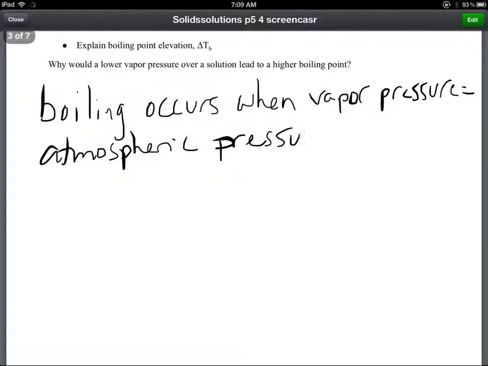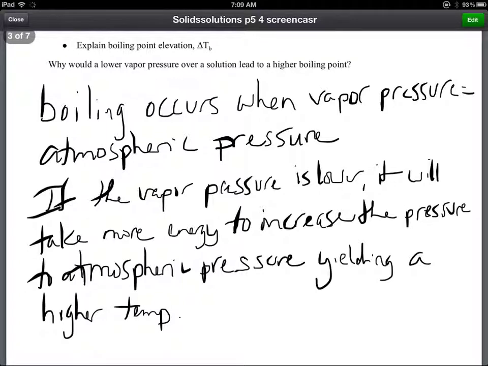So if the vapor pressure is lower, it's going to take longer for that pressure to build up and be able to boil. So again, if the vapor pressure is lower, it will take more energy to increase the pressure to atmospheric pressure, yielding a higher temperature, because remember, temperature is a measure of the kinetic energy, so a higher temperature means higher kinetic energy.